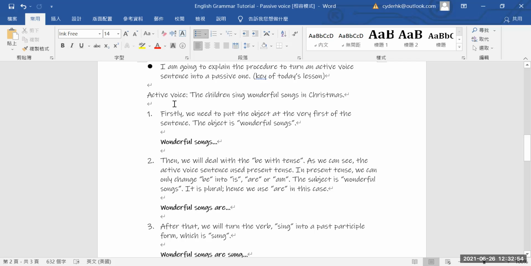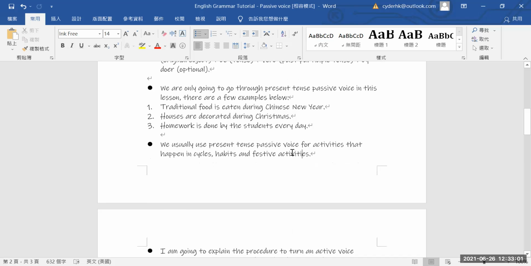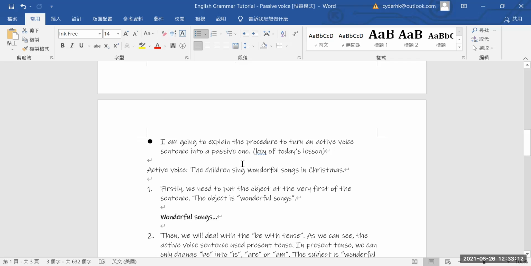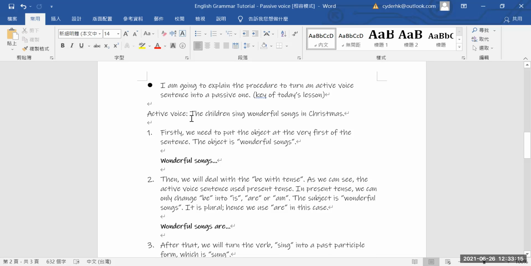So yeah, active voice sentence. We have this active voice sentence here: The children sing wonderful songs in Christmas. We first said the active voice sentence structure is subject plus verb with tense, and plus object. So you can see here, in this active voice sentence, the children is the subject, sing is the verb with present tense, wonderful songs is the object, and in Christmas is the rest of the sentence.